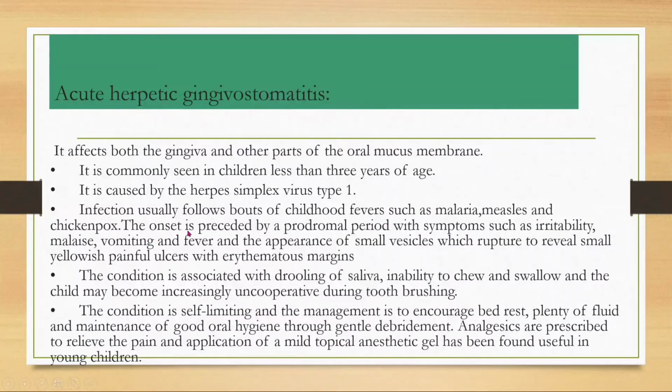The onset is preceded by a prodromal period with symptoms such as irritability, malaise, vomiting and fever, and presence of small vesicles which rupture to reveal small yellowish painful ulcers with erythematous margins. And it is also associated with drooling of saliva, inability to chew and swallow, and the child may become increasingly uncooperative during tooth brushing because of this gingival inflammation and other associated symptoms.